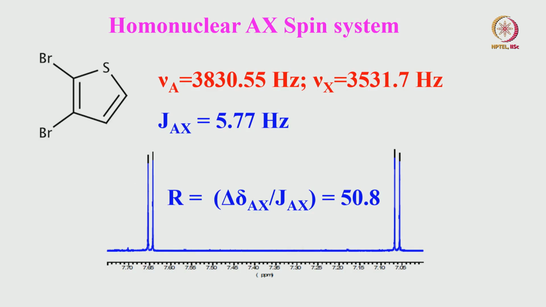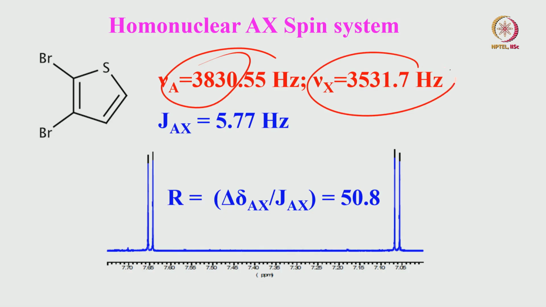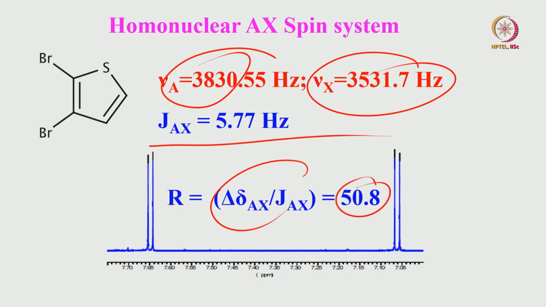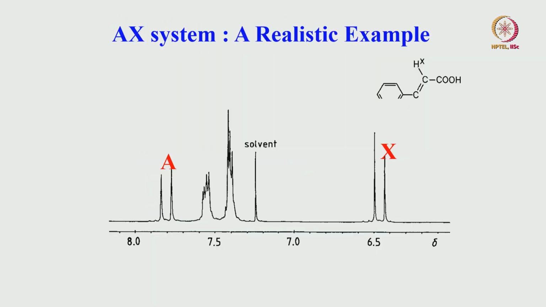This is a typical example of an AX spin case where the chemical shifts of A and X are like this, and the J coupling interaction is 5.77 hertz. If you take the ratio as per what I was telling, it is about 50.8. Clearly, it is a weakly coupled AX spin. We get 4 peaks of equal intensity, but still you see there is a small intensity difference. You do not have to worry about that deviation. It says there is a minute strong coupling character, but for all practical purposes this can be treated as a weakly coupled 2 spin case.